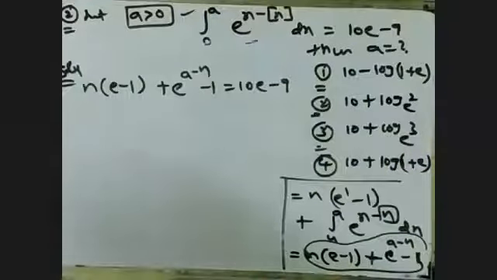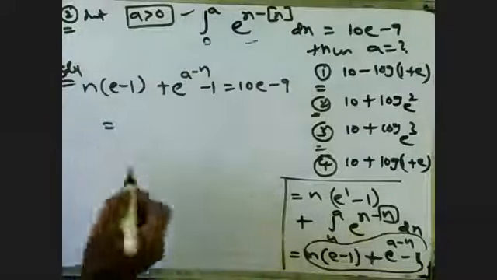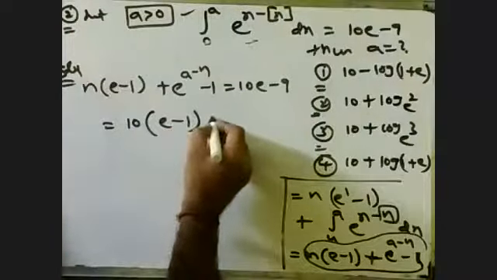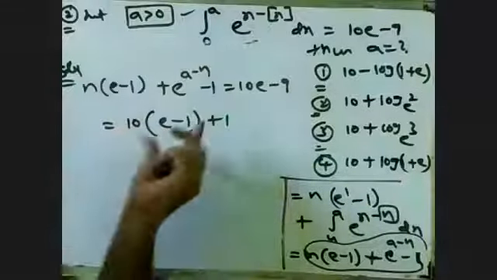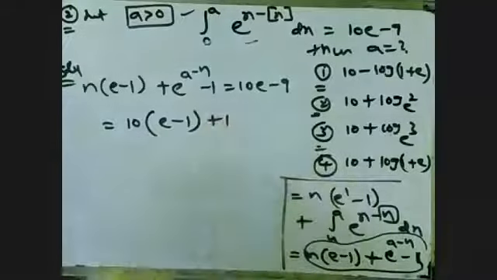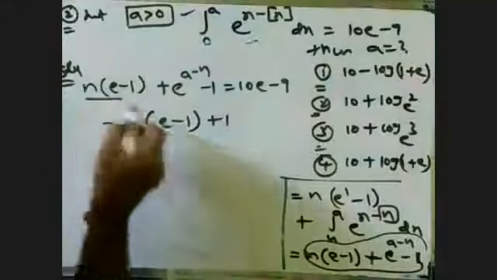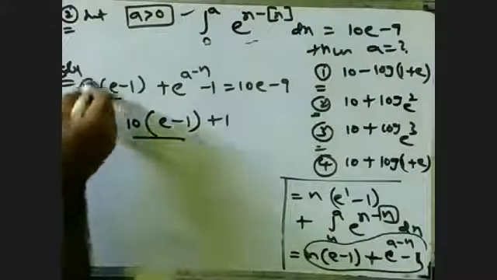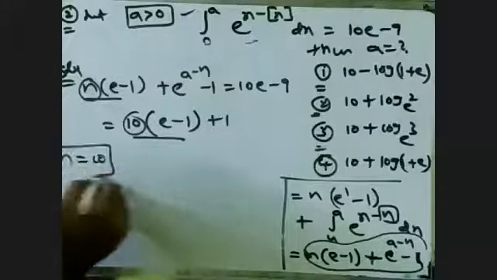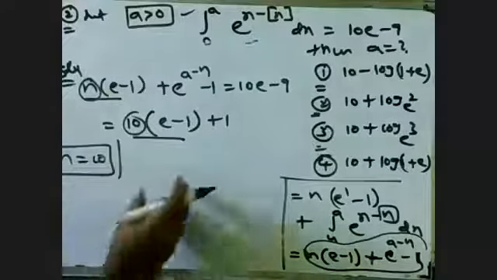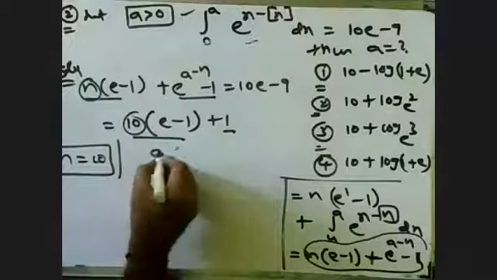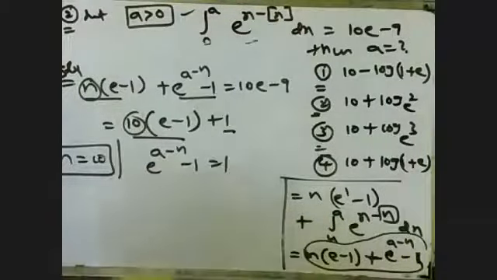On comparing, I can write it as 10 into e minus 1 plus 1. Am I right? Minus 10 plus 1, because 10 into e minus 1 plus 1 is 10e minus 10 plus 1. When you compare this, in the place of n you're having 10, so I got n equal to 10. I want this value to be equal to 1 only, that means e power a minus n minus 1 should be equal to 1.